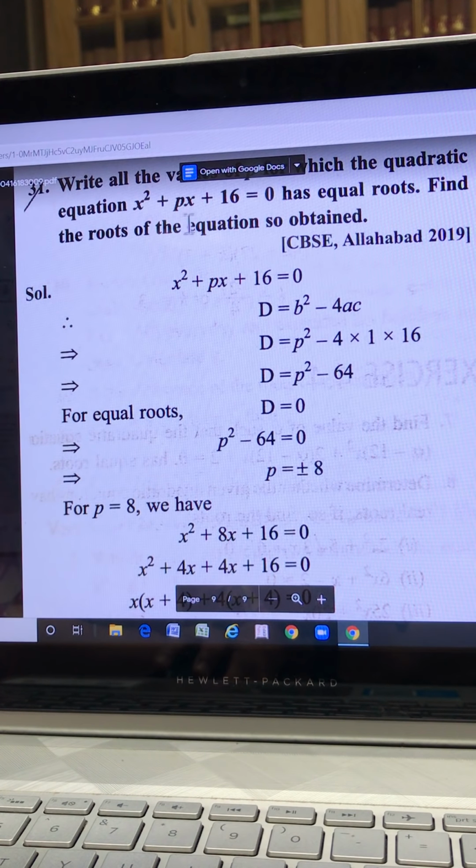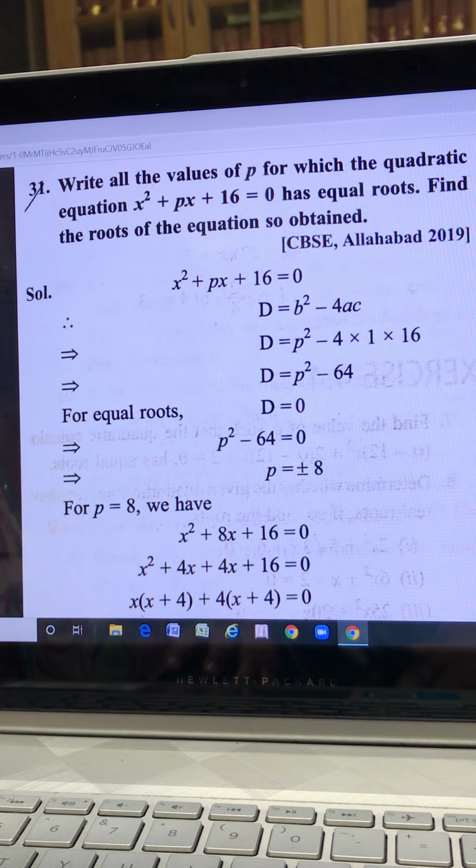When you put the value of p as plus 8 and minus 8, you will get two equations. Once plus 8 is put, a value will come, and once minus 8 is put, a value will come. When you get two equations, you will have to solve both the equations to get the roots of the equation. So first I am taking p as 8.